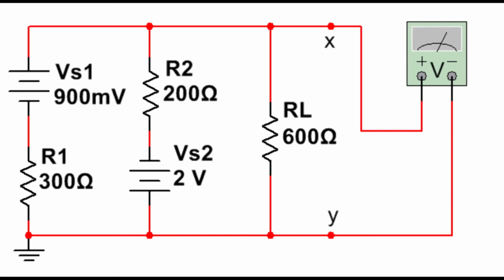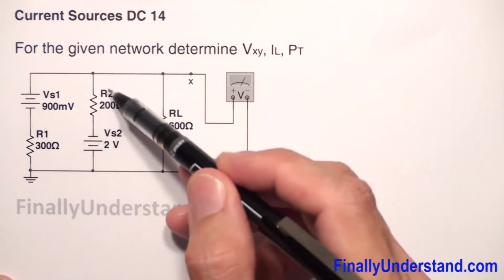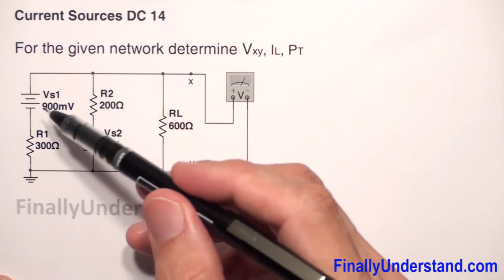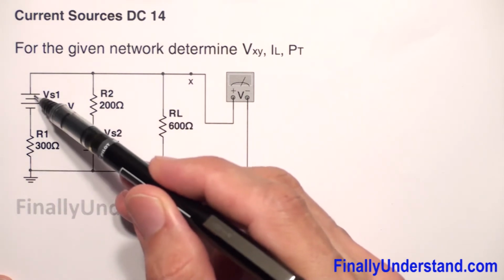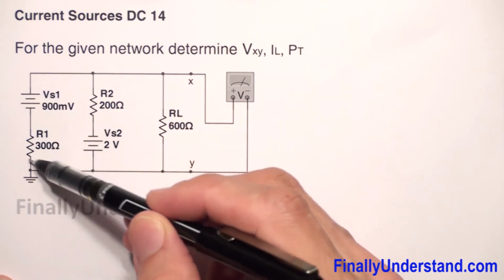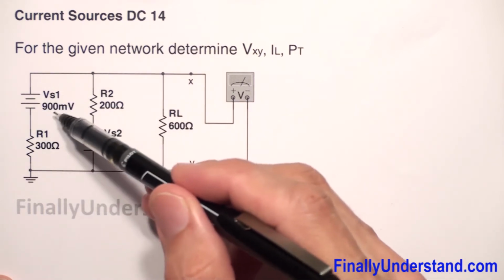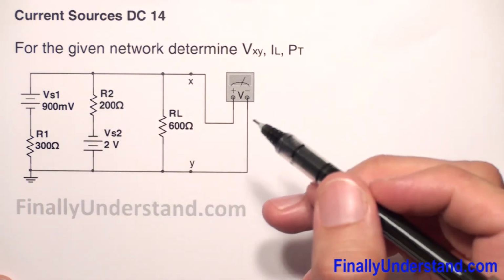Let's take a look at this example. I would convert first the voltage sources to the current sources. Okay, I have two voltage sources over here. See, this is the series circuit, voltage source and resistor. So this is voltage source and this is another voltage source. So I would convert both of them to the current sources.